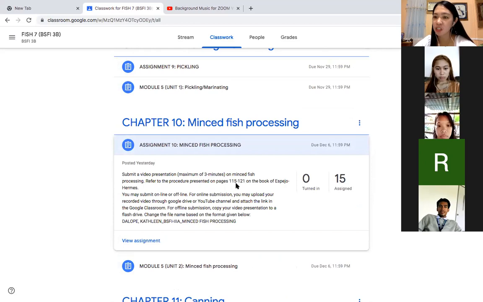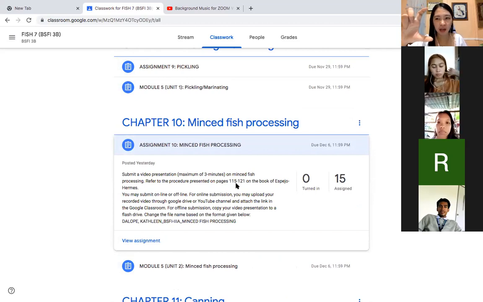Nakalagay dyan ang page number. Andun lahat ng procedure. Andun lahat ng mga materials na kailangan. Lahat ng mga equipments. Hindi naman siya mahirap, class, kasi sa loob ng bahay, meron na kayong isda. Meron kayong tagtaran, meron kayong kutsilyo, meron kayong lalagyan ng mga glasses na ginamit nyo. Pwede nyo yung i-recycle. Basta maging creative at innovative lang kayo. Hindi nyo na kailangan pang gumastos.